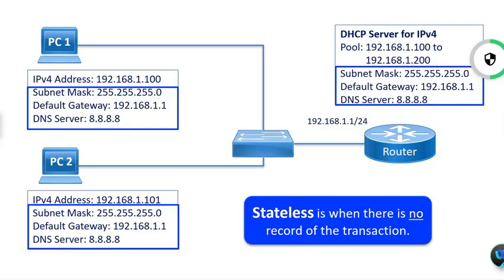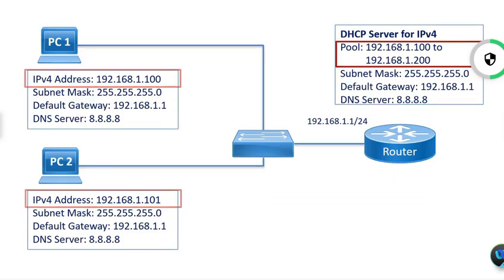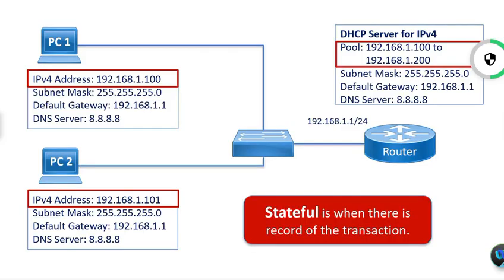This means that a DHCP server is not maintaining state or keeping a record of who receives this information. However, the IPv4 addresses for each device are assigned from a pool, with each device getting a unique IPv4 address. This information is considered stateful. The DHCP server is maintaining state. It is keeping a record of which device receives which IPv4 address.